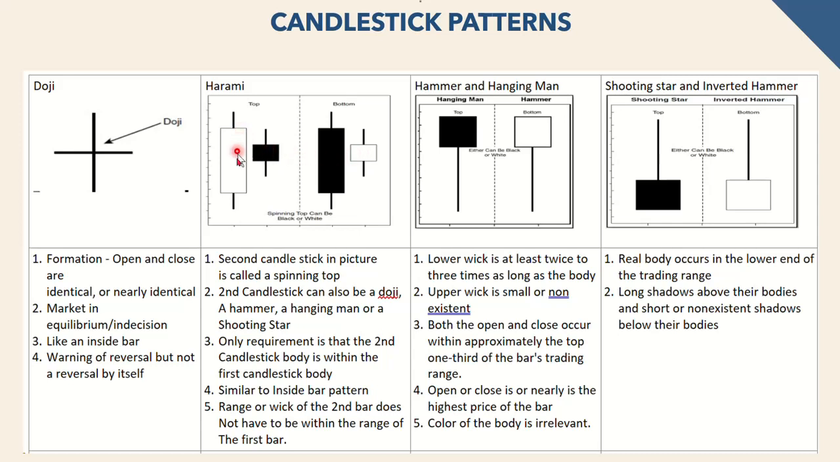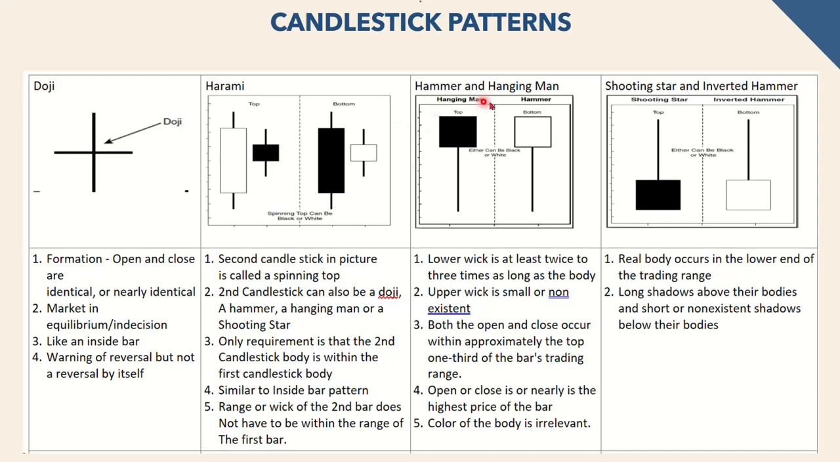This is the body of the candle. As I mentioned, the only requirement is about the second candlestick body. Black one is the body, and solid white is also a body. The black body should be within the white body, or the white body should be within the black body. The range or wick of the second bar does not have to be within the range of the first bar. Only the body should be within the previous body. Wick or shadow need not be within the previous range. This is similar to the inside bar pattern we discussed in the bar chart.